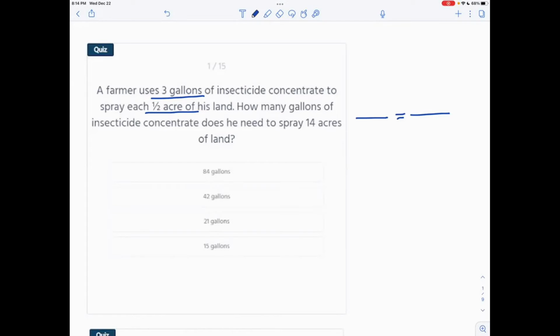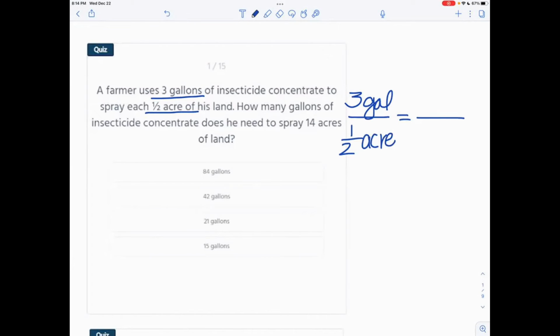So I'm going to set up my first fraction. This is a little sloppy. Let's try that again. I want you guys to be able to read when I'm writing. All right, 3 gallons, 1/2 acre.